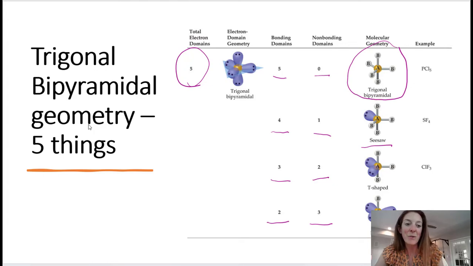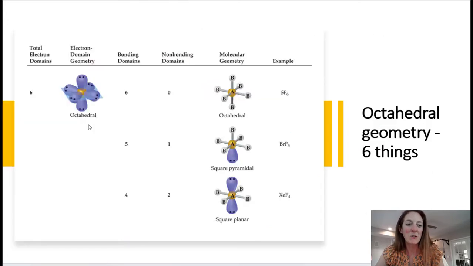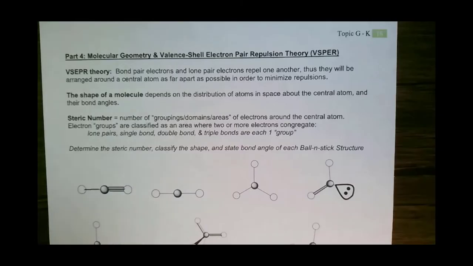And then we can get into a steric number of 6, where I can have an octahedral shape with 6 atoms surrounding the central atom and no lone pairs. Or we can have 1 set of lone pairs or 2 sets of lone pairs. So lots of different shapes that can be formed. We're just going to focus on the 1, 2, 3, and 4 steric numbers.